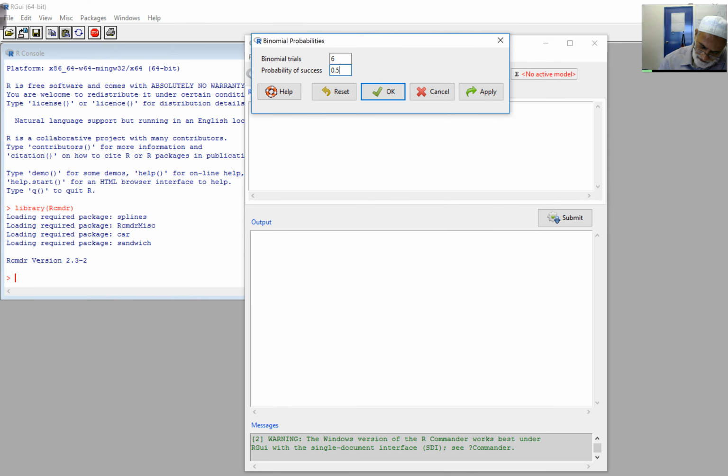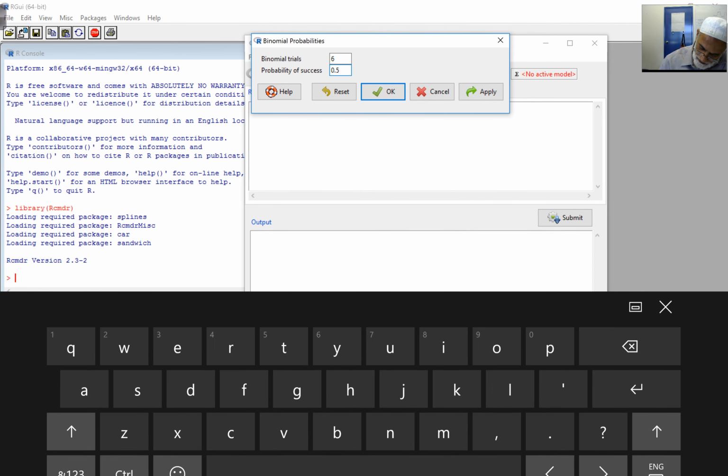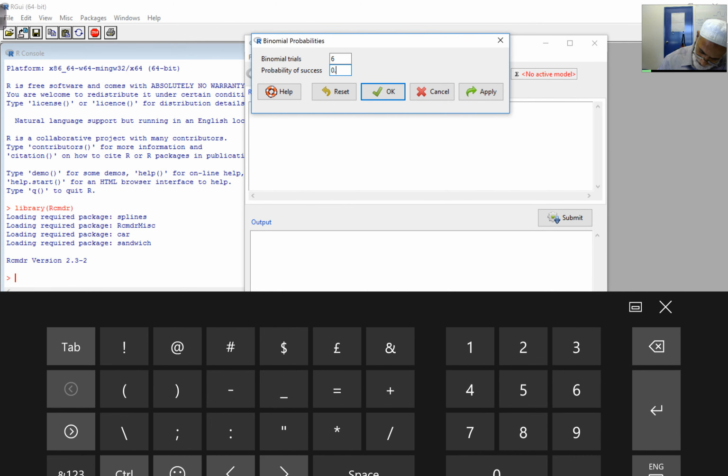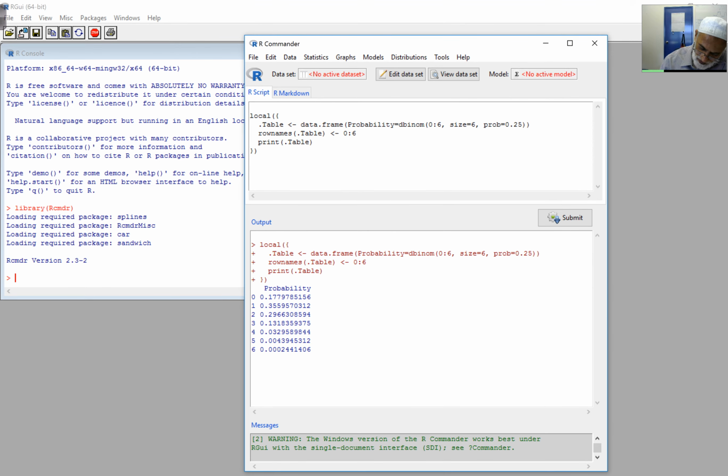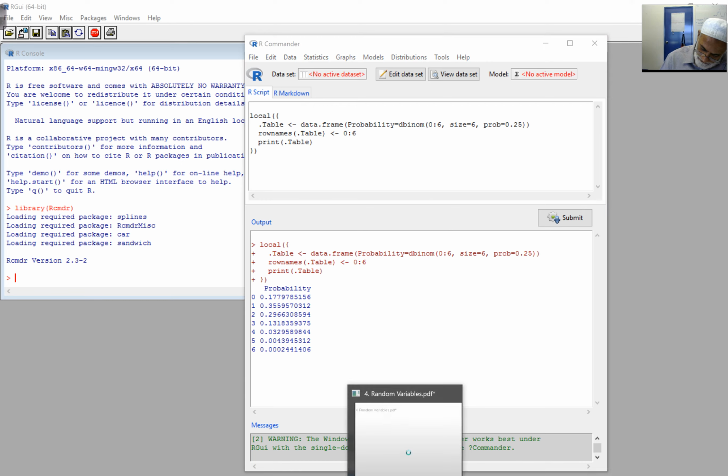Oops, what's happened there? Try again. 0.25. And what it does is it gives me the whole table of probabilities. So what I'm going to get is the probability of getting 0 successes is 0.177 and so on. 1 success is 0.355. 2 successes is 0.2966.